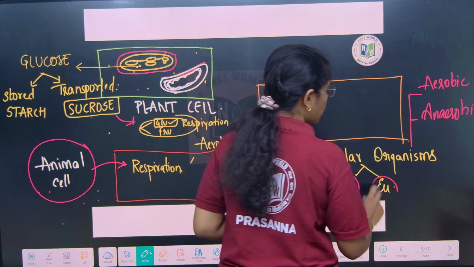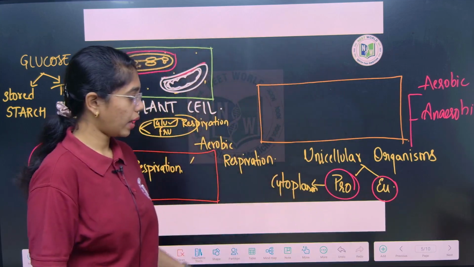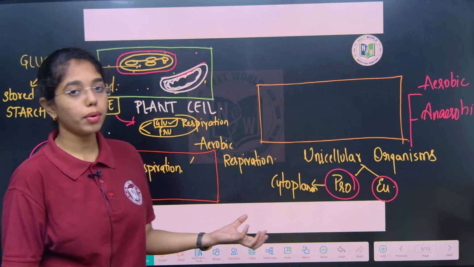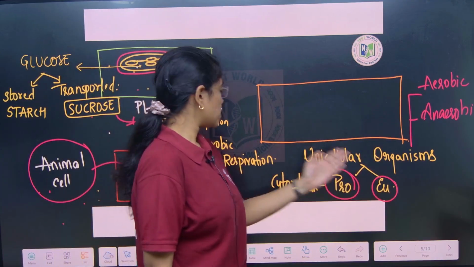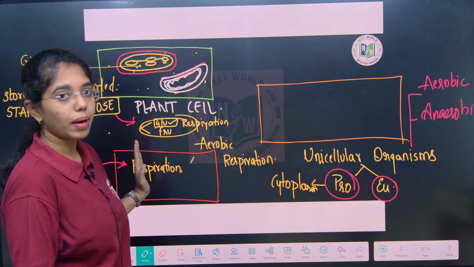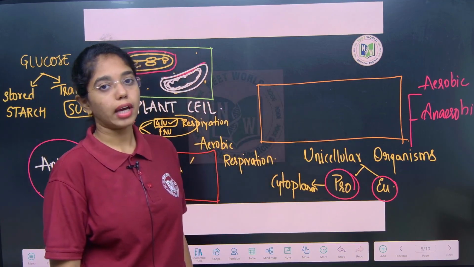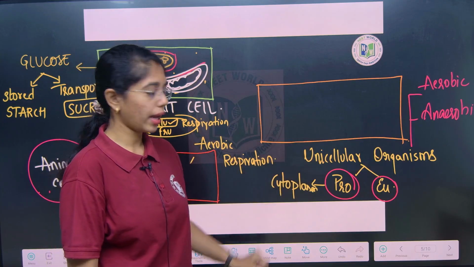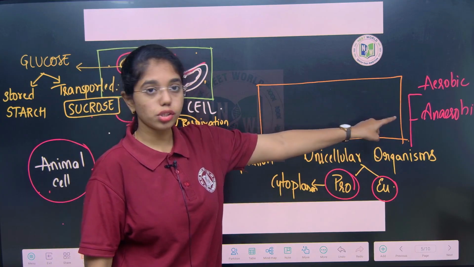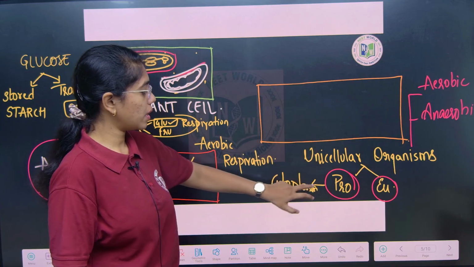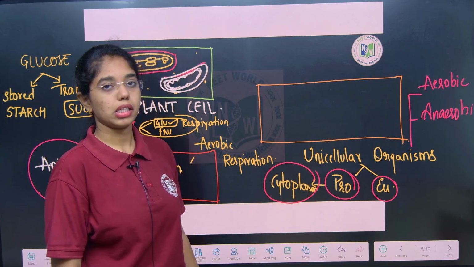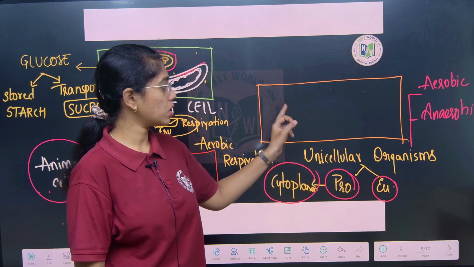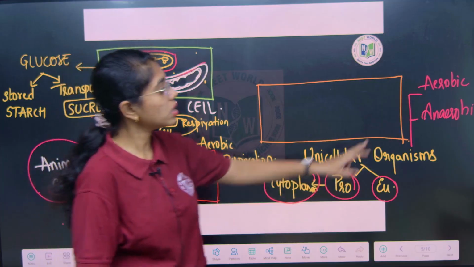Whereas in the eukaryotic cell, if it is a unicellular eukaryote, you will have organelles like mitochondria and chloroplast if it is performing photosynthesis, and just like in the animal cell or plant cell, it will happen in the unicellular eukaryotic organisms also. You have to remember only one point here: in a prokaryotic cell, be it aerobic or anaerobic respiration, it takes place inside the cytoplasm itself. Whereas eukaryotes have organelles, and respiration takes place in the cytoplasm and mitochondria if it is aerobic.